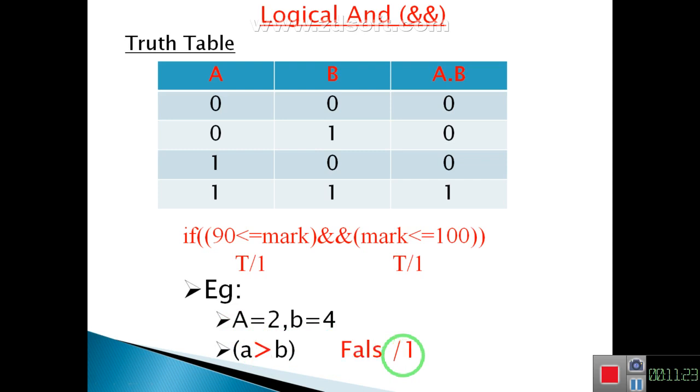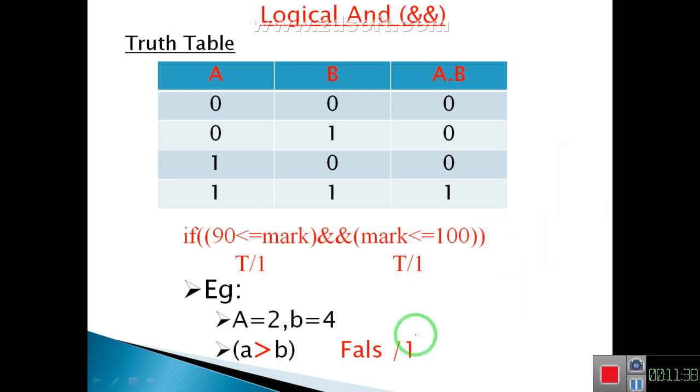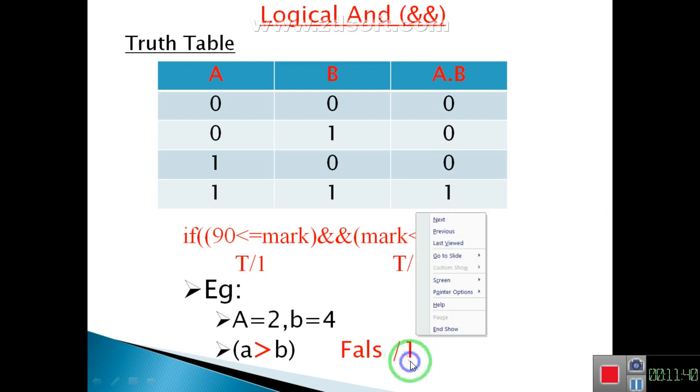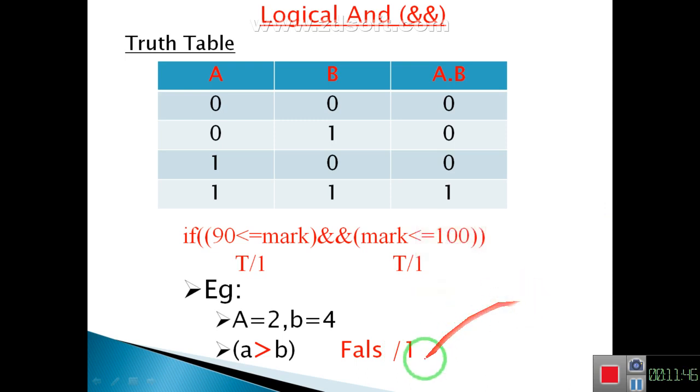Similarly, you can see that if A is greater, this particular condition fails. Okay? Fail means it is considered as a 0. I wrongly wrote 1. It is considered as a 0. Fail means it is considered as a 0.